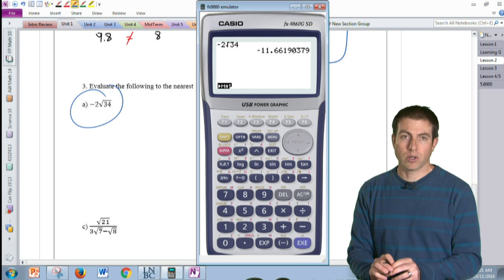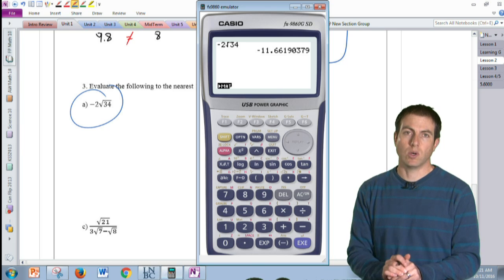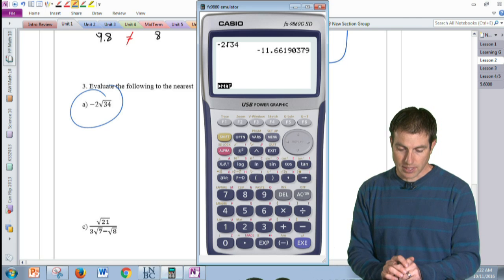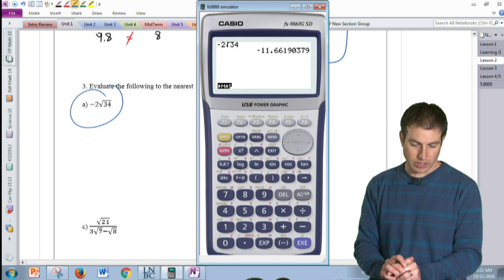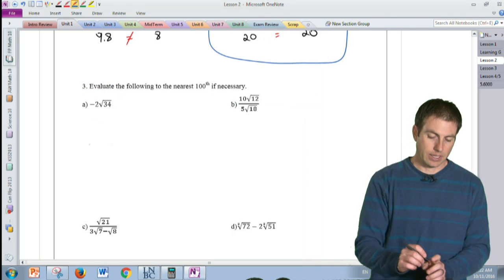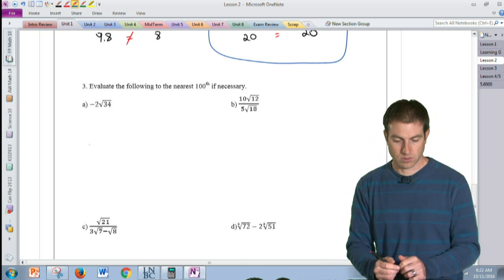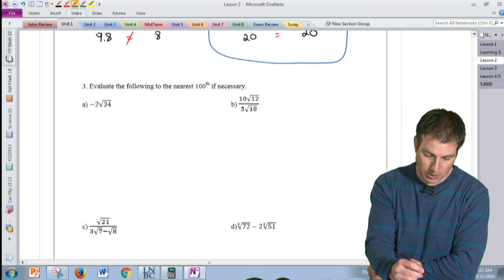It's really, really important that you actually try this on your calculator. Don't just take my word for it. You need to make sure you know how to use your calculator. If it's not coming out as -11.66, then ask and we can figure it out together. But it's super important that that works out to be the same thing.